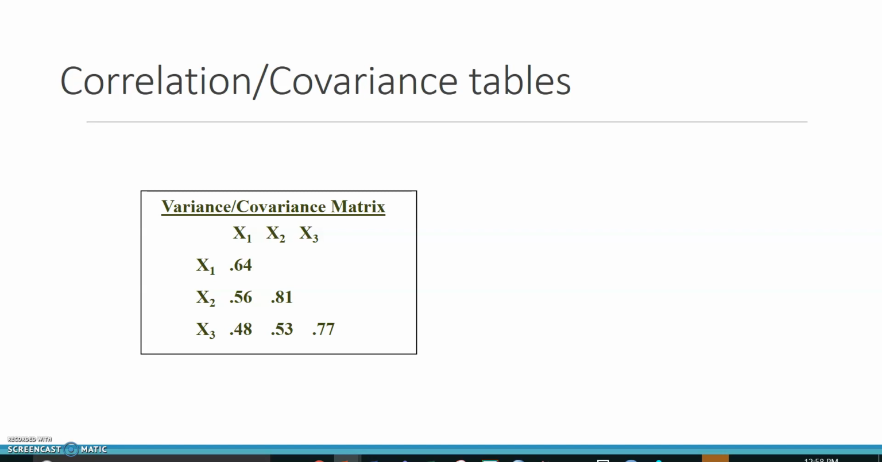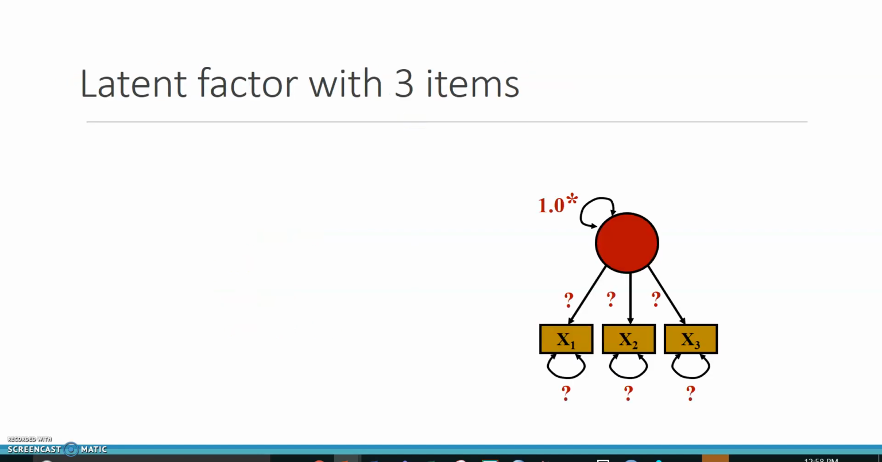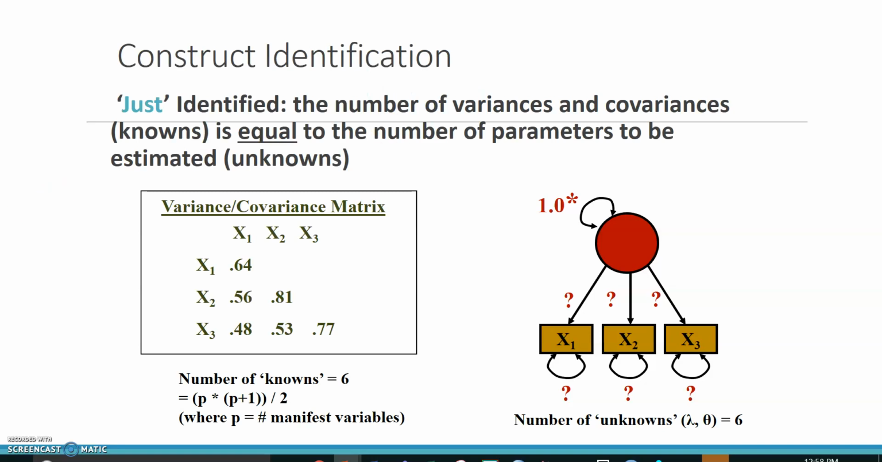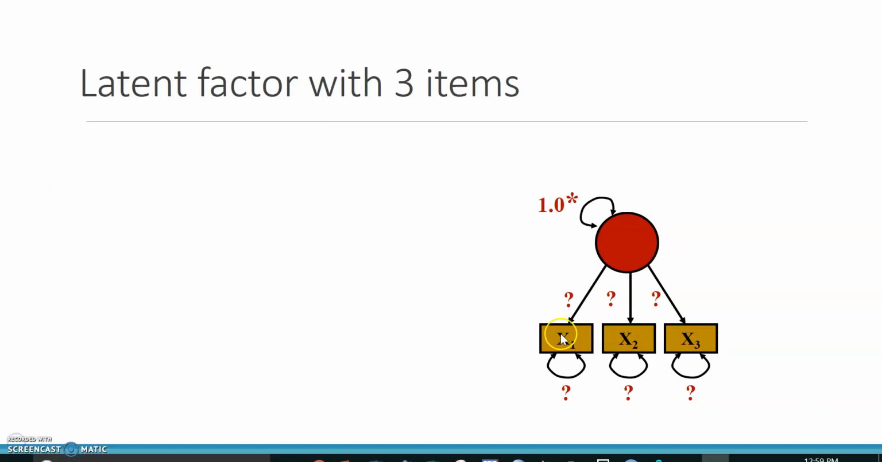And this is all going to be based on correlation and covariance matrices. So we're very familiar with the correlation matrix. This is just an unstandardized version, with the variances. So these are standard deviations and variances instead of the standardized correlation. So when we have a latent factor with 3 items, so 1 latent factor, 1 circle, 3 indicators representing this 1 latent factor.